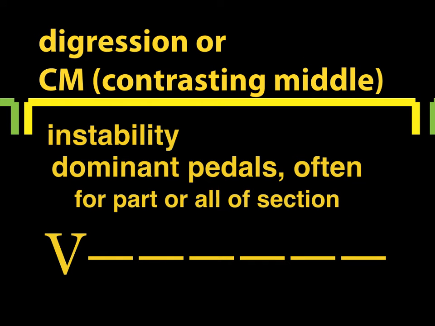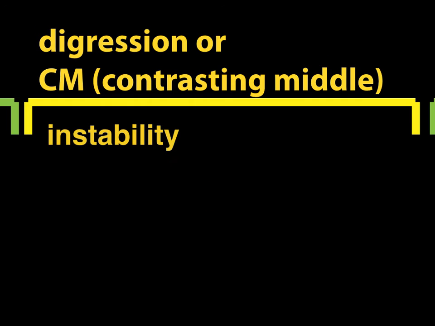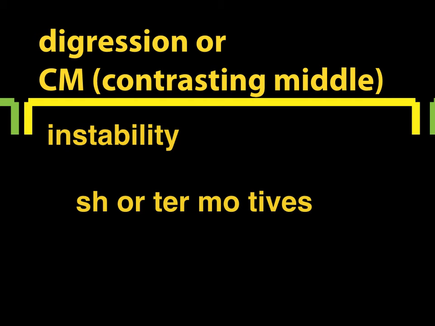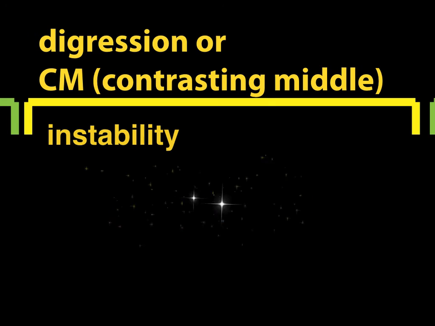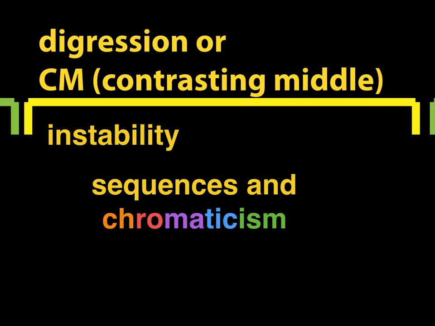Also, the contrasting middle will often have dominant pedals or longer prolongations of 5. Sometimes this prolongation of 5 or a 5 pedal can take up the entire section. The contrasting middle also has markers that are often associated with transitional sections. Those include things like shorter motives and sequences and chromaticism. So those are all markers of instability.